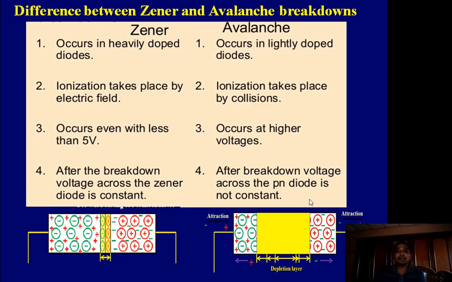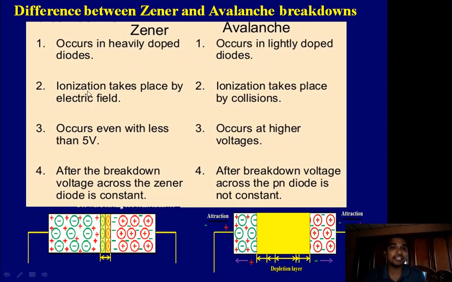So avalanche breakdown depends upon the kinetic energy of the charge carriers, the minority charge carriers. But in a GNR diode, it depends upon the strong electric field. Okay, one by one we will discuss these differences. First, GNR breakdown occurs in heavily doped diodes, whereas avalanche occurs in lightly doped diodes.